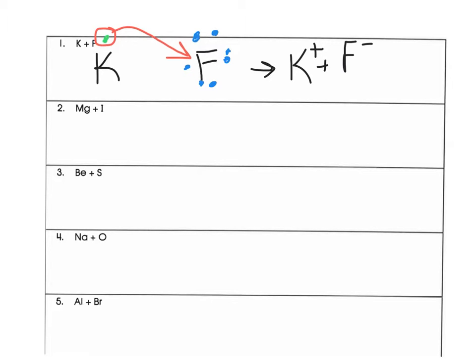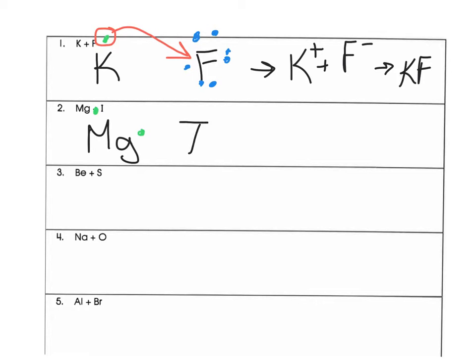Okay, so this is a 1-to-1 ratio. It takes 1 potassium and 1 fluorine to make a neutral compound, and you're going to write that compound here as just KF. Okay, let's go on and do a couple more. So magnesium is in group 2, and it has 2 valence electrons. So we're going to put 1 up top and 1 to the right.